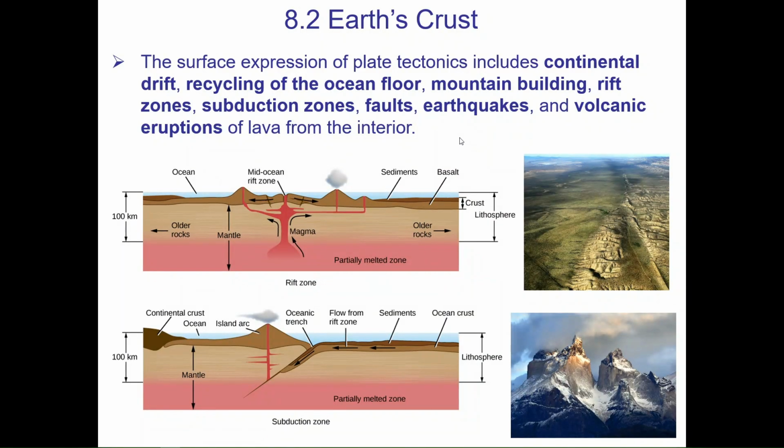And we also have a lot of instability along these active regions on the Earth, for example, earthquakes and volcanic eruptions of lava from the interior.